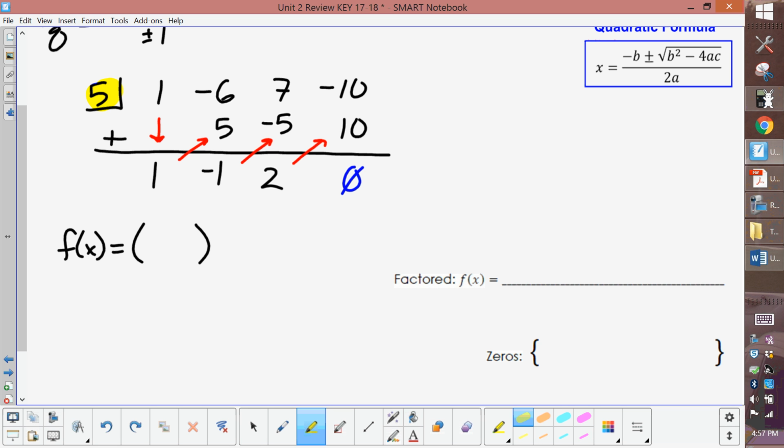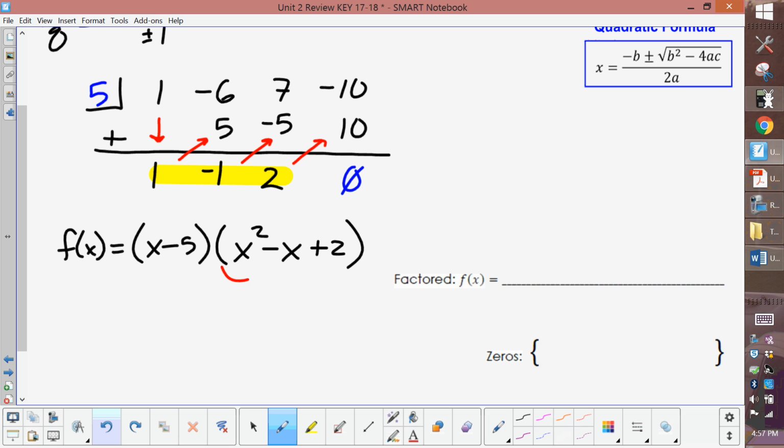Okay, in factored form, so far, f of x equals, my first binomial is easy because I already know what the 0 is. It's 5. And the only thing that can go in this set of parentheses that would create a 0 is x minus 5. And hopefully you all see that if I put a 5 there, I would get a 0. All right, I'm going to turn this into a trinomial. I get x squared, minus x, plus 2.